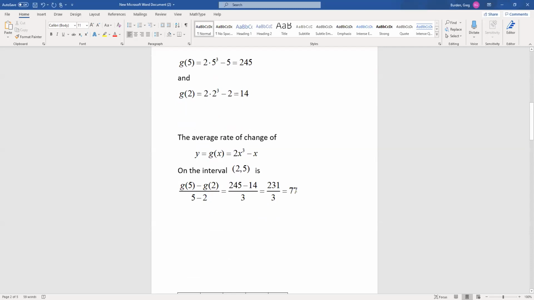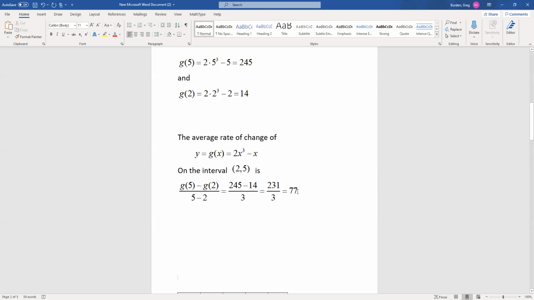231 divided by 3 is 77. So the 77 is the slope of that line we're looking at. It didn't look all that steep, but that has to do with the perspective of the window. I had the window set up so that the x values were going from basically 0 to 5, maybe 2 to 5, whereas the y values were going from down around 10 all the way up to about 250. So that's going to cause the window to look the way it looks.